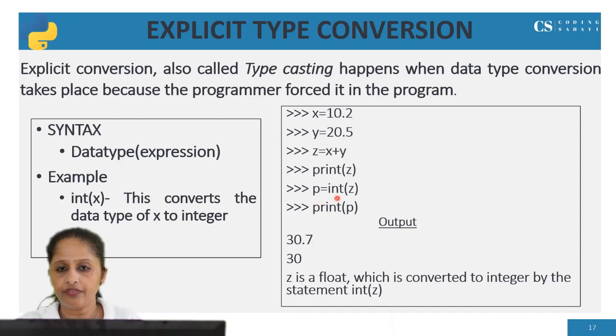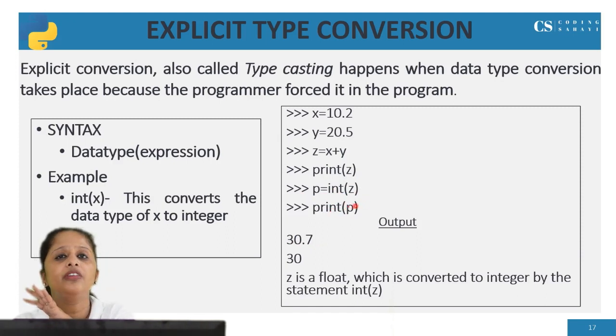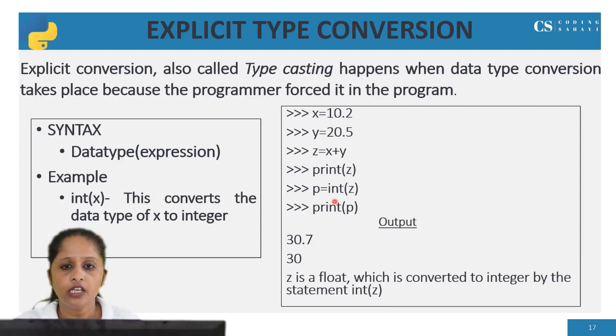After that I have written p equal to int, then in brackets I have written z. So here int means z is of floating type, that should be converted to integer, then the value will be assigned to p. So z has the value 30.7, it is a float type value, that will be converted to integer. That means the decimal part, any values after the decimal point, will be removed, or it will be truncated. So the answer will be 30 and that 30 will be assigned to p. So when we print the value p, it prints 30.